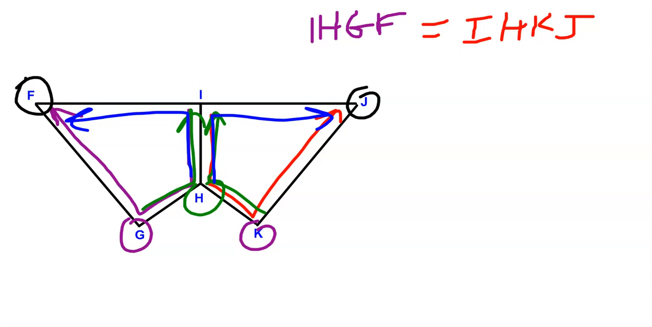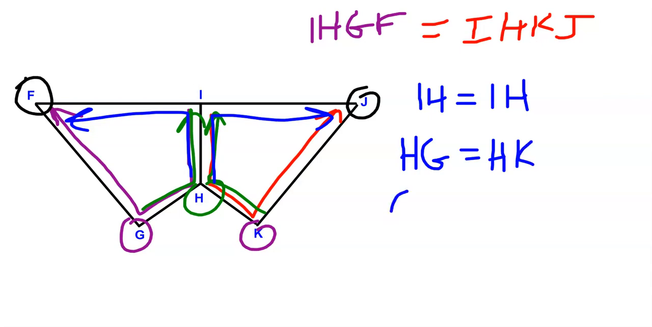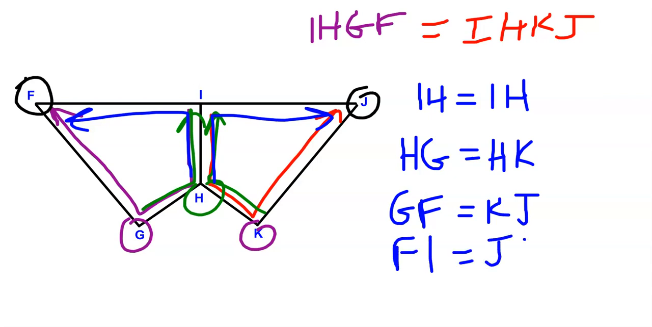Notice that we can say corresponding vertices, but as soon as we talk about corresponding angles, we probably need to give the full three vertex name of them so we know exactly which angle at these intersection points we're talking about. Then, as far as the corresponding parts are concerned, IH corresponds to itself. Doesn't always have to, but in this case it does. HG corresponds to HK, GF corresponds to KJ, and FI corresponds to JI.